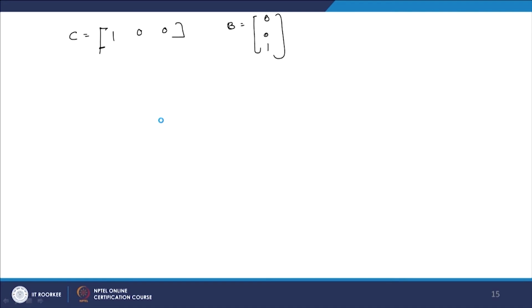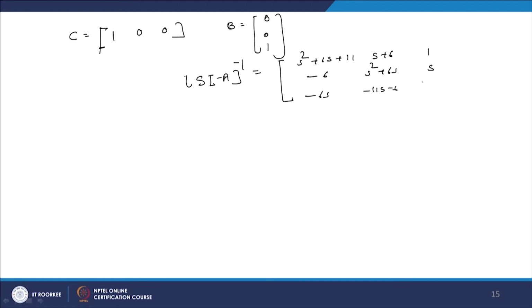And what is sI minus A inverse? So, sI minus A inverse we have got as s square plus 6s plus 11, s plus 6, 1, minus 6, s square plus 6s, plus s, minus 6s, minus 11s, minus 6, into s square, that is s square.